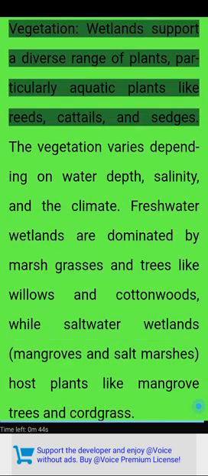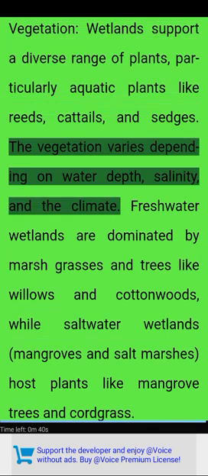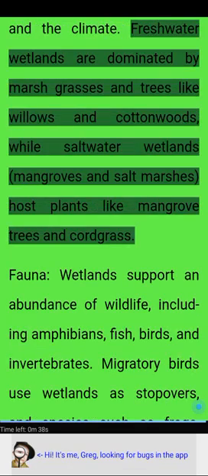Example: the Everglades in Florida, USA, are tropical wetlands, while the Okavango Delta in Botswana is a seasonal wetland. Vegetation: Wetlands support a diverse range of plants, particularly aquatic plants like reeds, cattails, and sedges. The vegetation varies depending on water depth, salinity, and the climate. Freshwater wetlands are dominated by marsh grasses and trees like willows and cottonwoods, while saltwater wetlands, mangroves, and salt marshes host plants like mangrove trees and cordgrass.